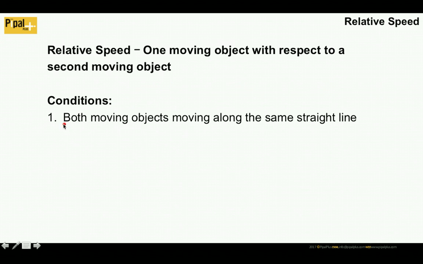Now, the first thing that you would have to remember when applying the concept of relative speed is that both the moving objects should be moving along the same straight line, right? So it is not that you can have one object moving in this direction and the other object moving in this direction. Okay, so the concept that we are going to study will fail in this situation. So in the situations that our concept is going to be applicable, both the objects will either be moving in the same direction along the same straight line, or they may be moving in opposite directions but along the same straight line.